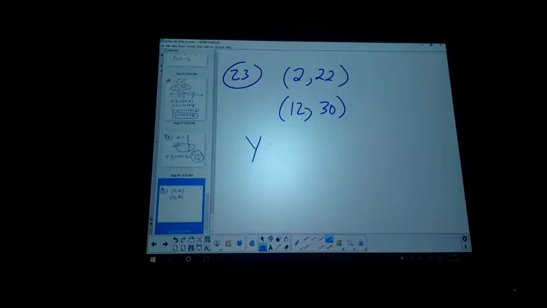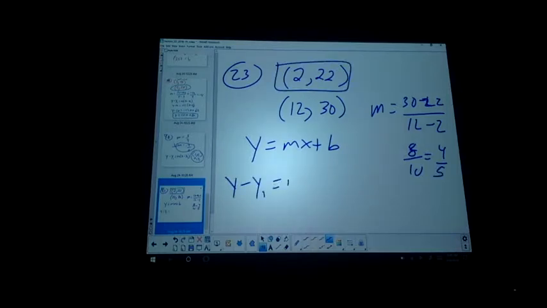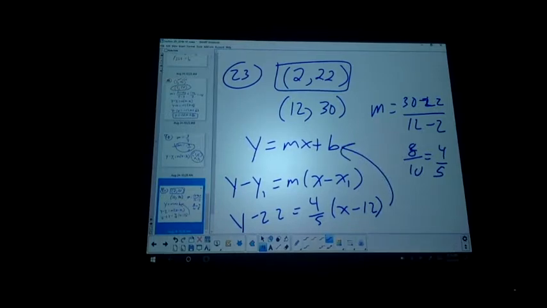So you're going to use y equals mx plus b. But from there, I will have to find the slope first. So 30 minus 22, and 12 minus 2. And I get 8 over 10, which is 4/5. There's my slope. I'll pick this as my x1, y1. So I'm going to plug into this equation. So I'm going to get y minus 22 equals 4/5 times x minus 12. And then solve this for y is all you have to do. So distribute 4/5. Add 22.